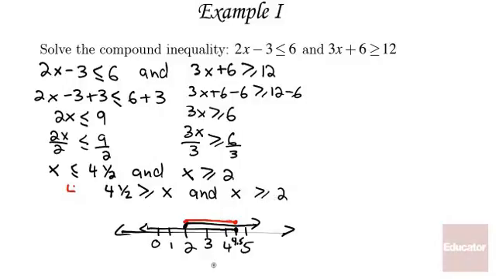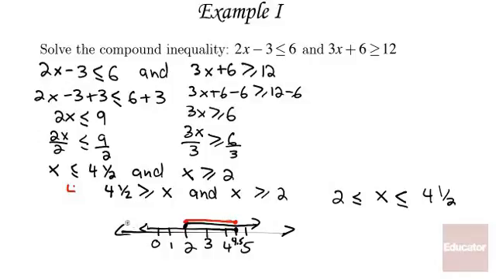Well, I don't need to repeat the and. So instead, I could just write this slightly differently. I know that I want x to be greater than or equal to 2. So here's 2. x is going to be greater than or equal to that. And x is going to be less than or equal to 4.5. So x is going to include these two values and everything between. So you can certainly write it like this or like this.